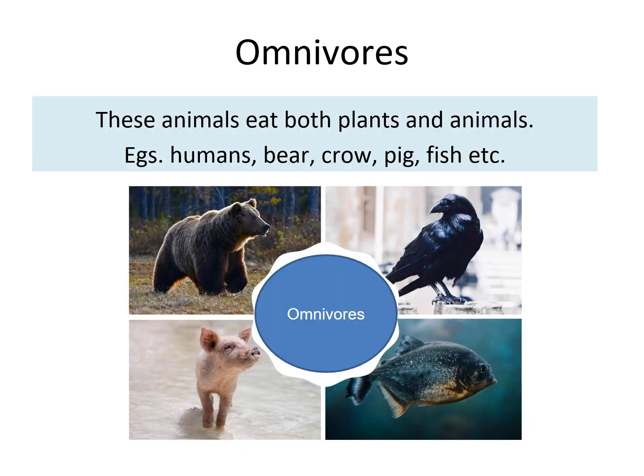Now comes the third category, that is the omnivores. These animals eat both plants as well as animals. For example, us humans, bear, crow, pig, fish. So these all are omnivorous animals which eat both plants as well as animals.